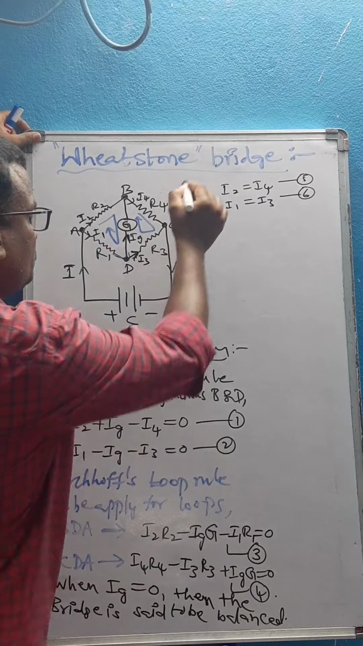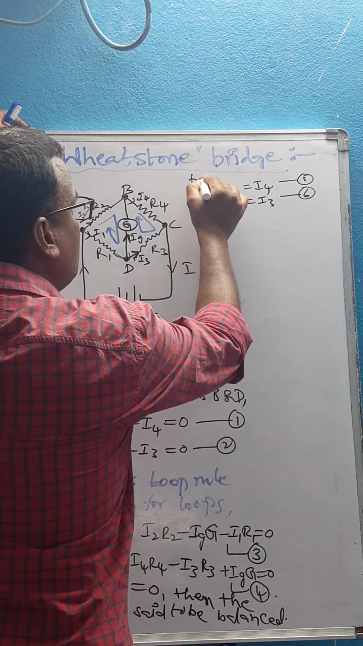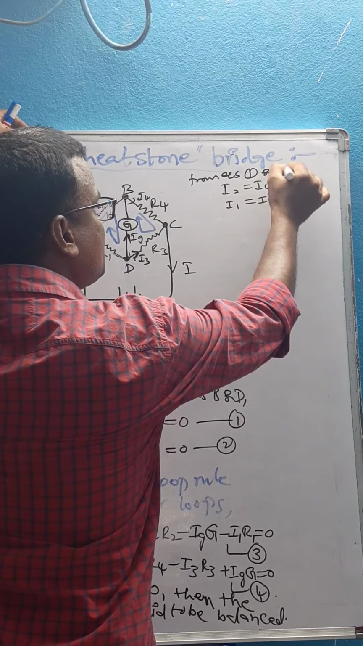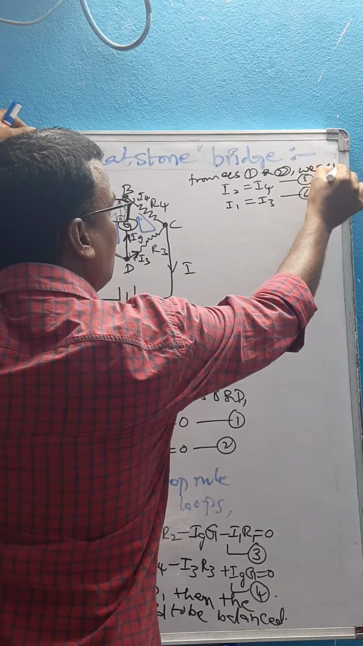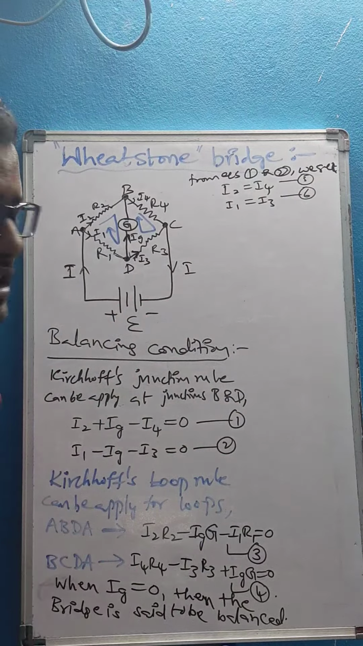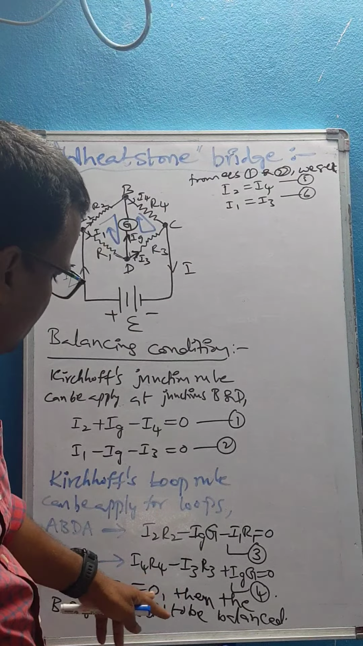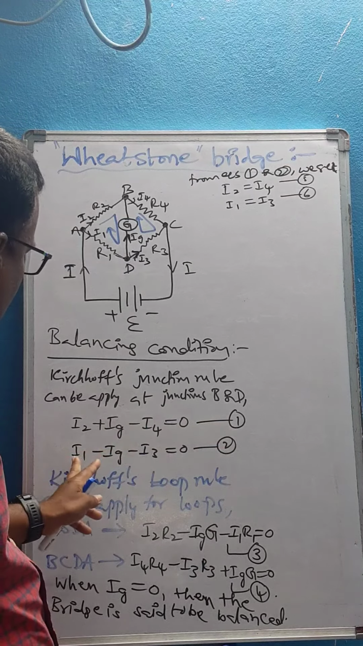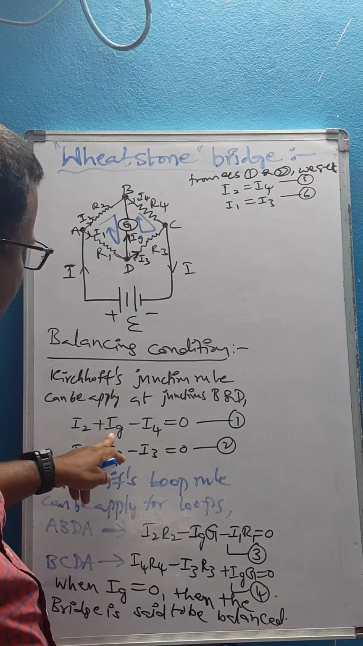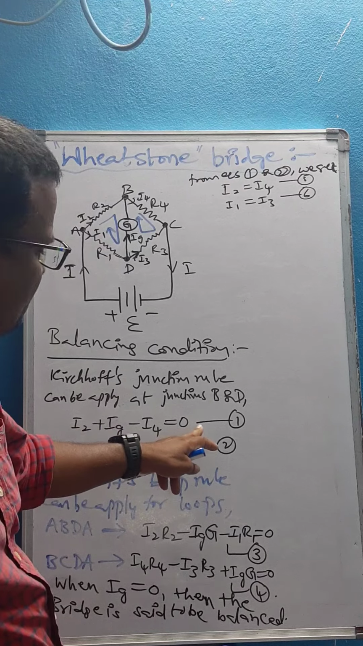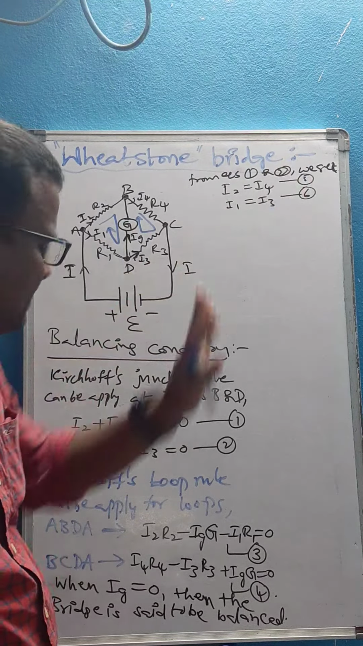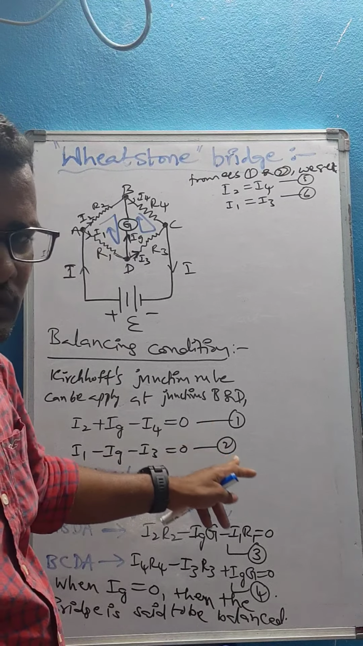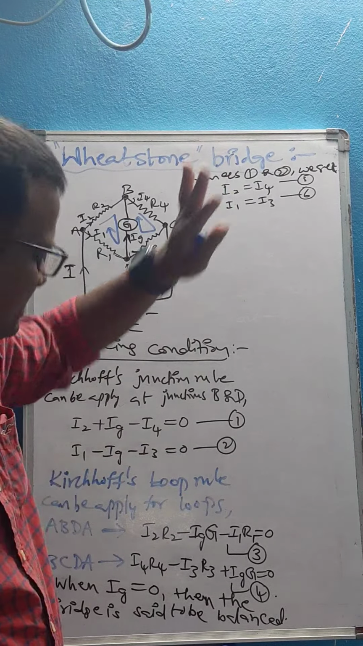From equations 1 and 2, we can substitute the value Ig equal to 0, then what do we get? I2 equal to I4, I1 equal to I3. Here Ig equal to 0 means I2 minus I4 equal to 0, that's why I2 equal to I4. Here I1 minus I3 equal to 0, so that's why I1 equal to I3.